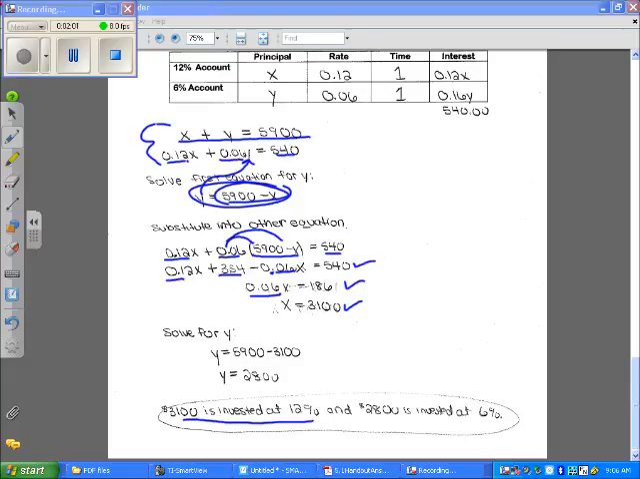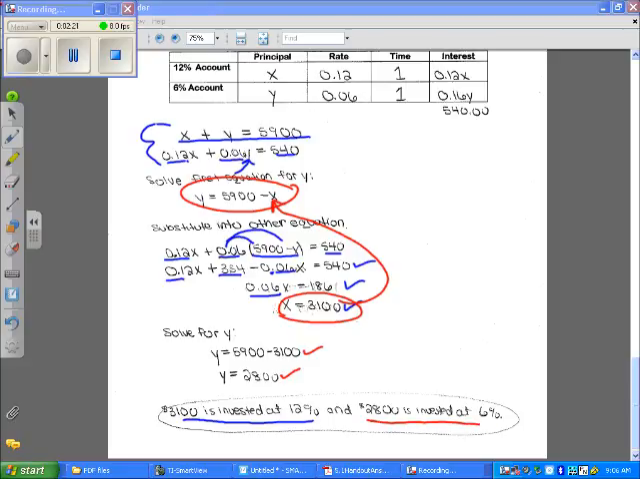Now I'm going to go back and solve for y. Okay, to solve for y, what I'm going to do is plug this value in for x into this equation right here, which I did below here. And we got 2,800 for y. So 3,100 was invested at 12% and 2,800 was invested at 6%. That concludes this example.